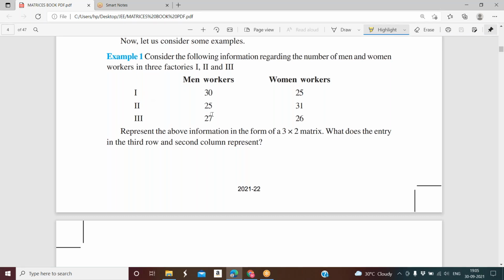Here some numbers are given: 30, 25, 27. These are all men workers. 30 men workers are working in factory 1 and 25 men workers are working in factory 2. 27 are working in factory 3. Similarly, 25 women are working in factory 1, 31 in factory 2 and 26 in factory 3. So we are going to represent the above information in the form of a matrix. How many rows and how many columns?